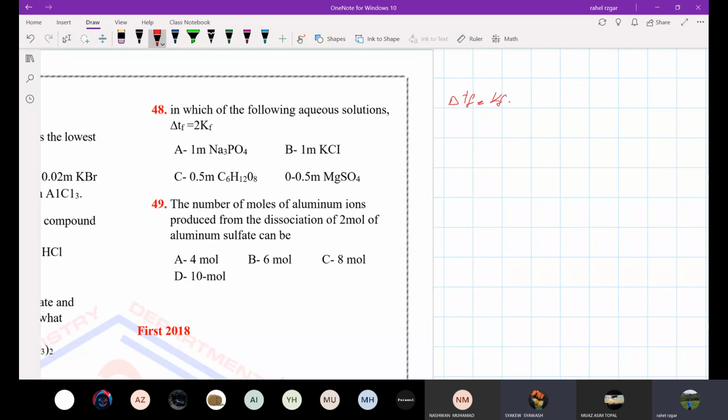So the thing that it's looking for, it wants the delta Tf equals Kf times molality times factor. So actually in this part, it says which one of the following has molality times factor as 2.